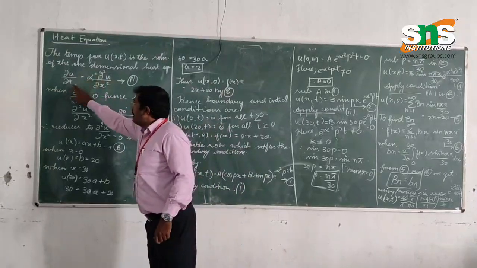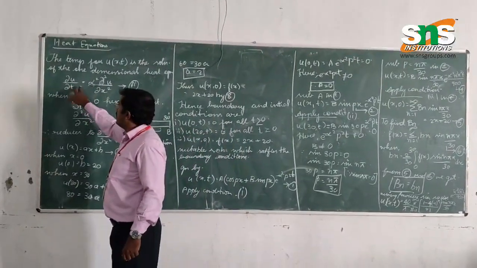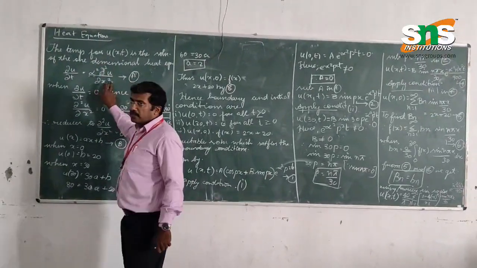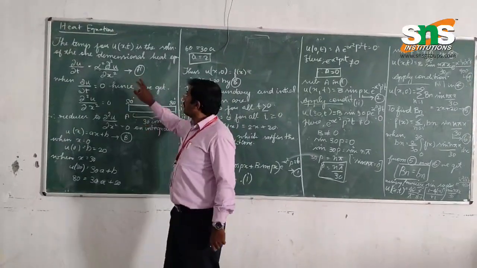So this is the heat equation: dou u by dou t is equal to alpha square dou square u by dou x square. This is the heat equation. You can name it with some name, say A.